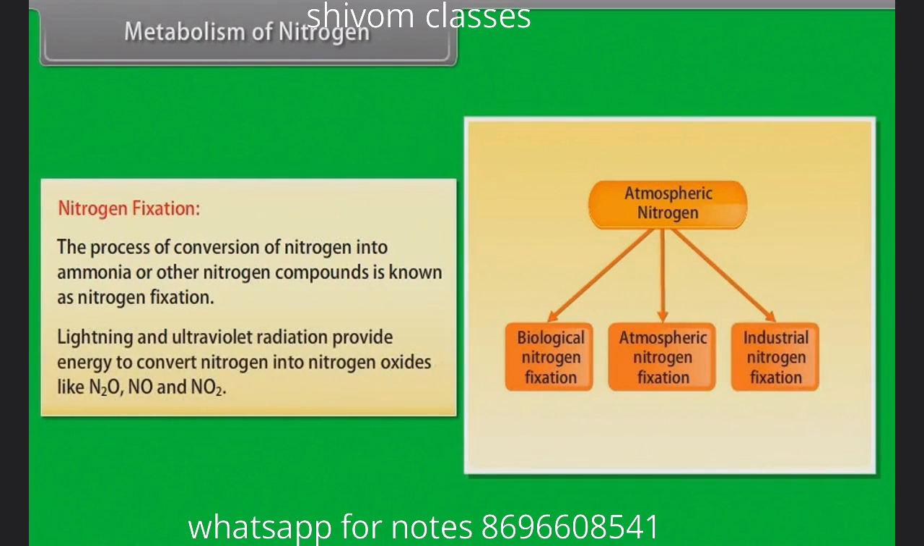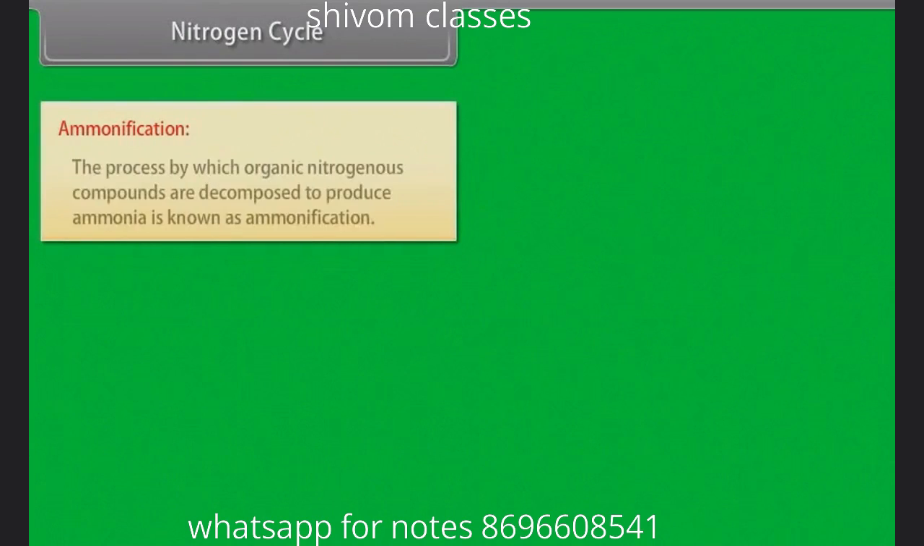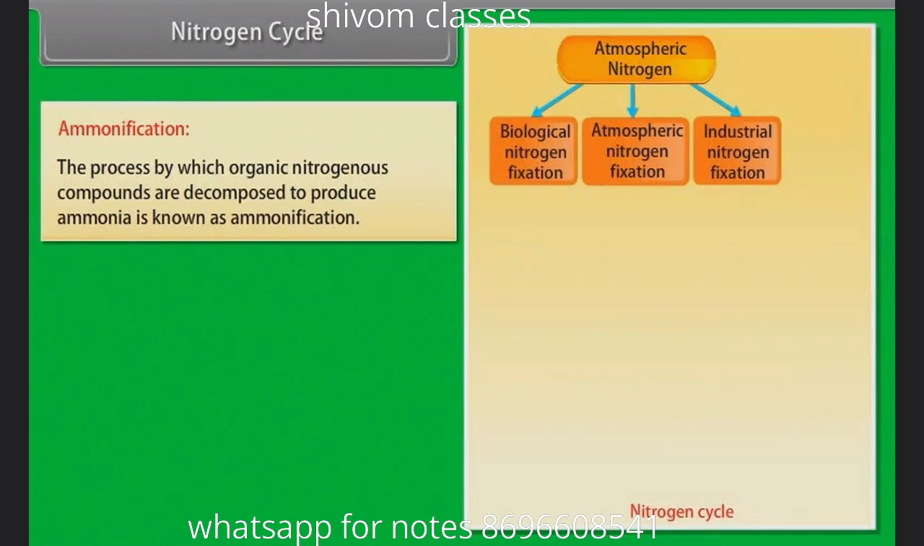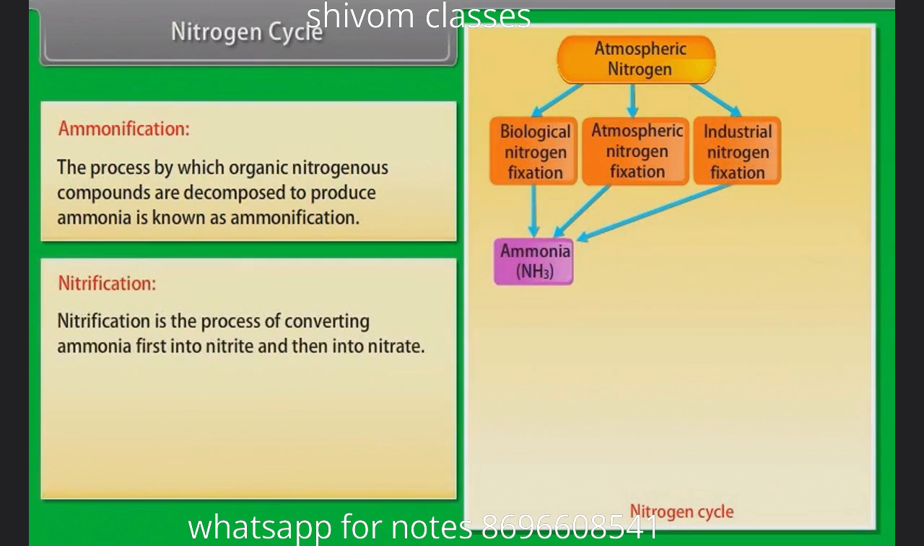Lightning and ultraviolet radiation provide energy to convert nitrogen into nitrogen oxides like N2O, NO, and NO2. Nitrogen cycle. Ammonification. The process by which organic nitrogenous compounds are decomposed to produce ammonia is known as ammonification. Nitrification. Nitrification is the process of converting ammonia first into nitrite and then into nitrate.